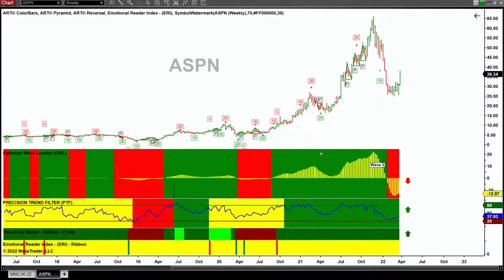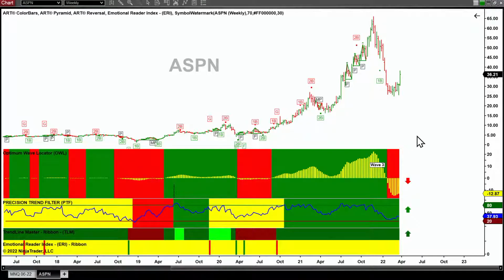So if you got in early on this big move up after 2 here, 1, 2, there's the pyramid entry, you would have been stopped out way up here, okay? So that would have been a long-term trade, obviously. All right, what are you going to do now?